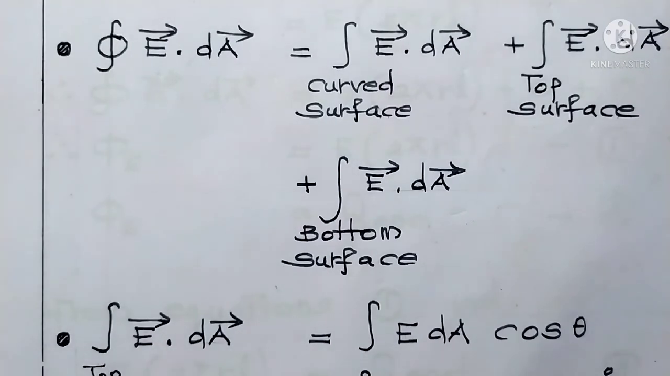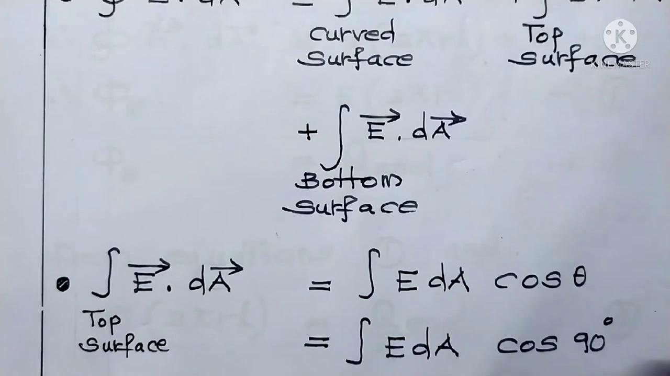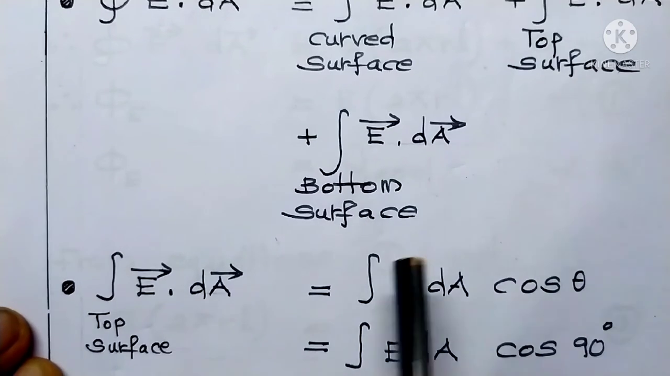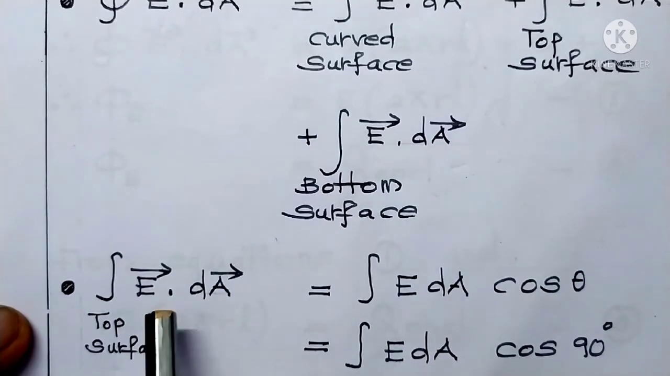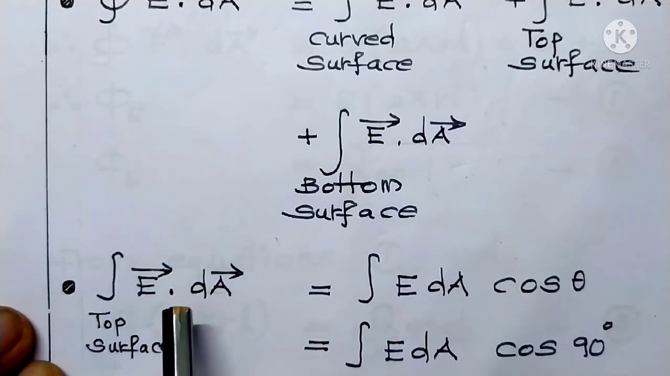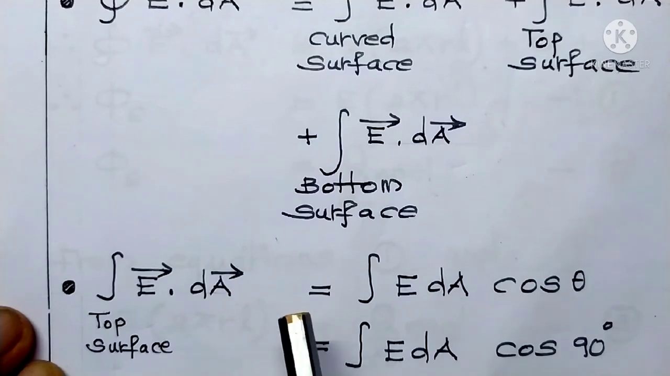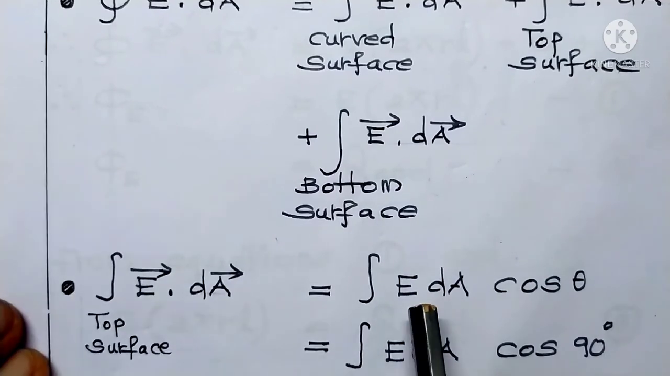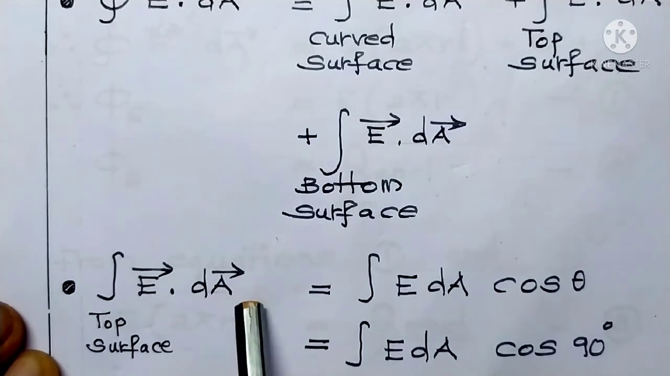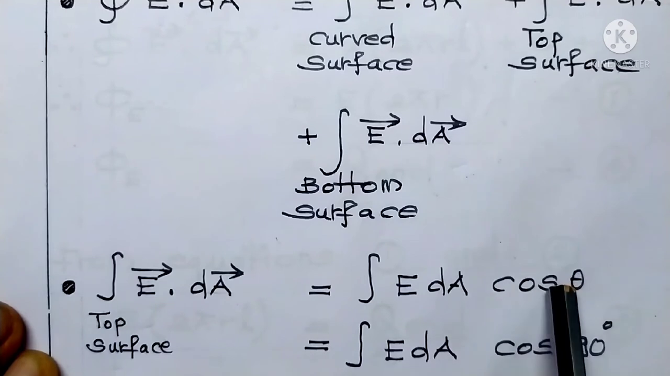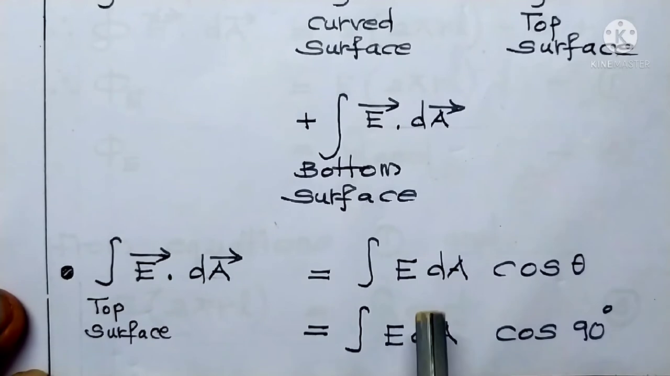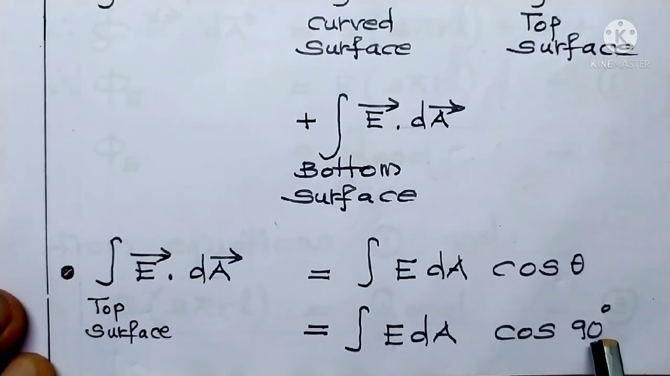Now I am going to find out the integral of E vector dot dA vector due to the top surface. As we all know, the dot product A vector dot B vector is equal to AB cos theta. You might have studied this in your mathematics classes. Similarly here, E vector dot dA vector is nothing but E dA cos theta. In the case of the top surface, what is the angle between these two vectors? 90 degrees, we have already seen.